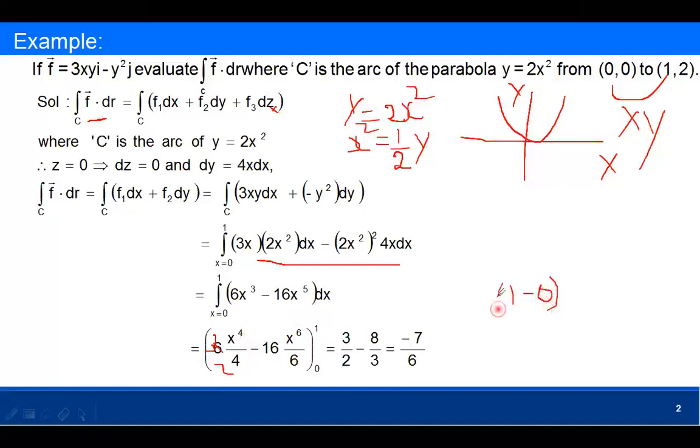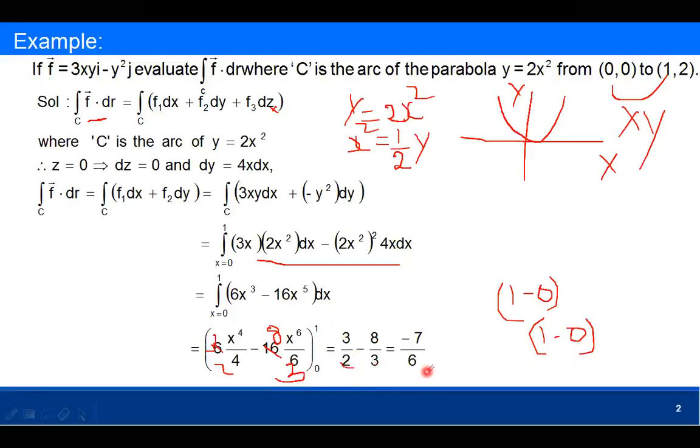We will get 3 by 2 minus 16 by 6, that is 8 by 3. Substitute x equal to 1, so 1 minus 0, that is 1. Now we have to simplify this. The LCM is 6. So 9 minus 16, we will get minus 7 by 6.